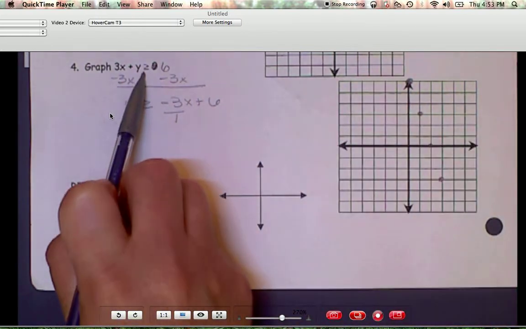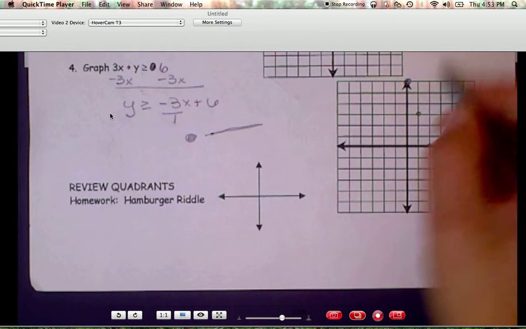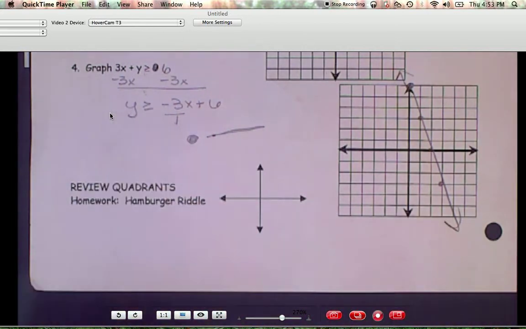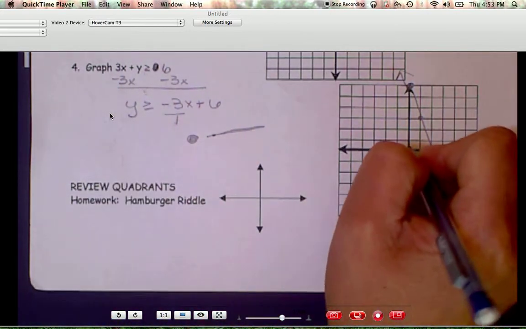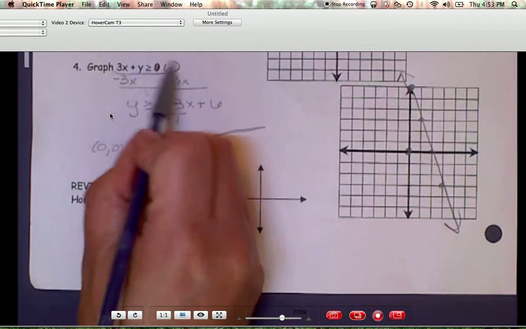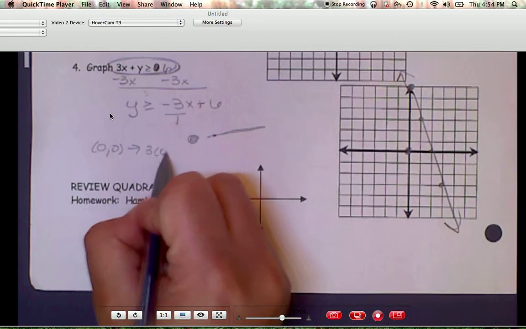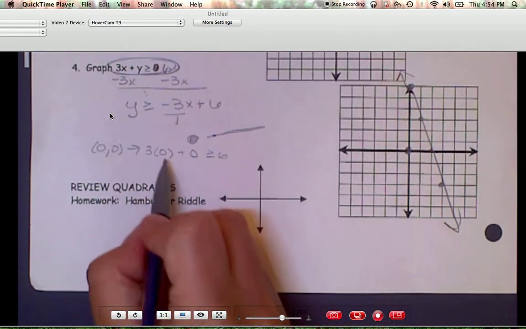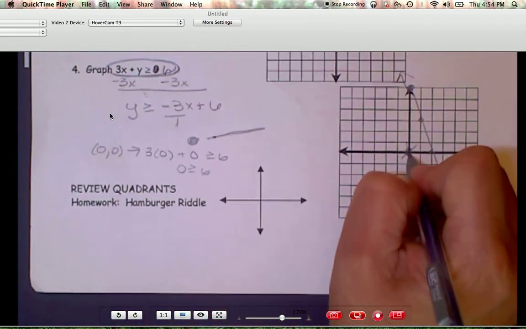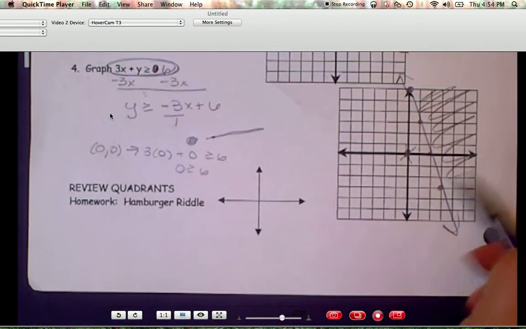Would this be solid or dashed? This would have been a closed circle. So we're looking for a solid line. And we want to decide where to shade it. This one also does not go through 0, 0. So we can plug in 0, 0. What do we get? Go back to the original. So we get 3 times 0 plus 0 is greater than or equal to 6. So this is 0 is greater than or equal to 6. 0 is not bigger than 6. So this is false, which makes this whole side to the left false, which means this side is going to be our true side.